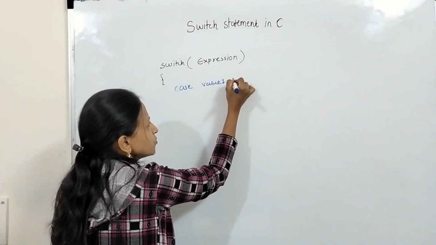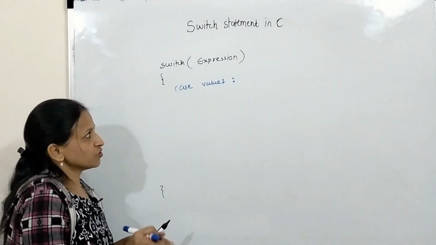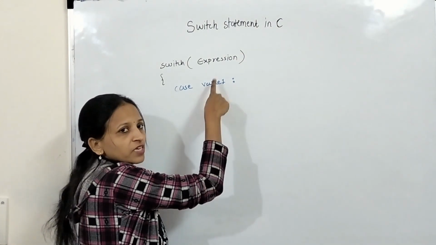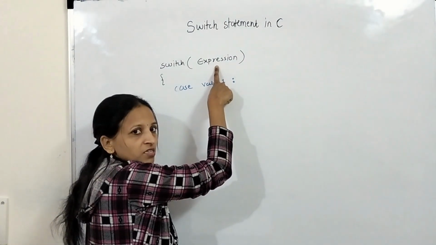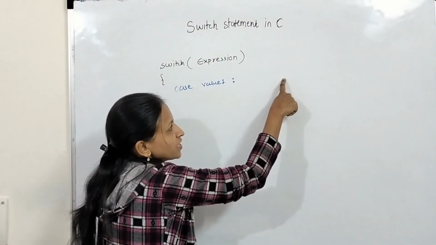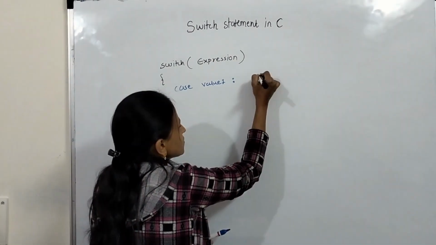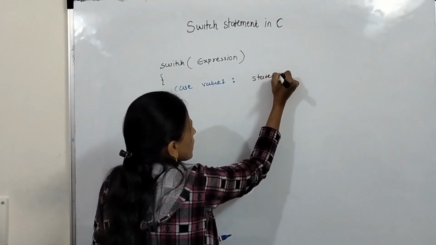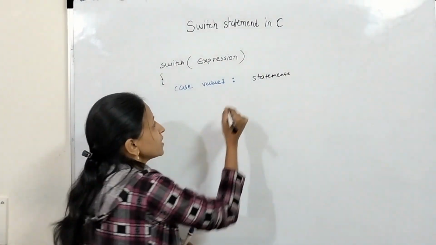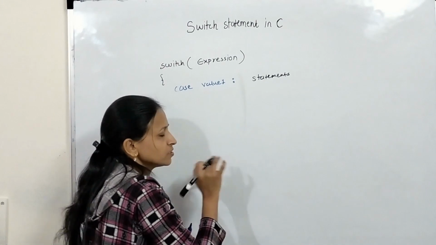Then just put colon, and after that whatever statements you want to execute, if that expression results to value 1, means whatever result of this expression that is equal to value 1, then what should be executed, those statements you can write here, like statements, any number of statements you can put, and there is no need to press brace. Always remember, don't put here brace, there is no need.